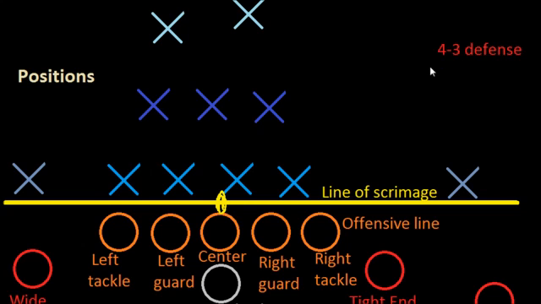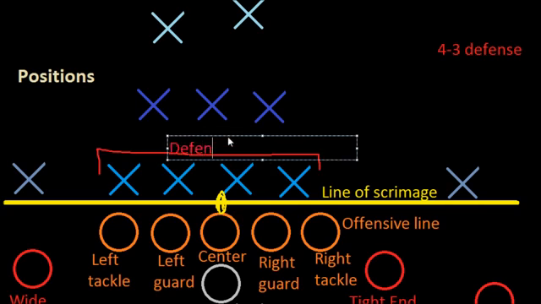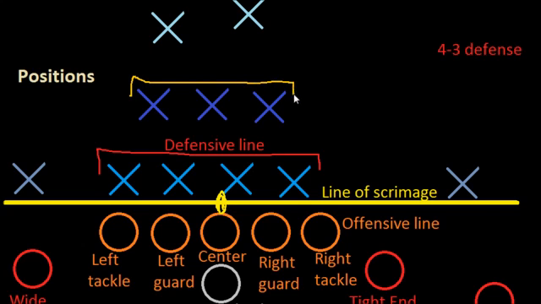The first number comes from the line. These guys here, this is the defensive line. Right behind, as you can see, there's 4 guys, so that's where we get the 4. And then there's 3 guys behind them. If you guess this is where the 3 comes from, you would be correct. So 4 defensive linemen, 3 linebackers, because they are behind the line. So these are the linebackers.